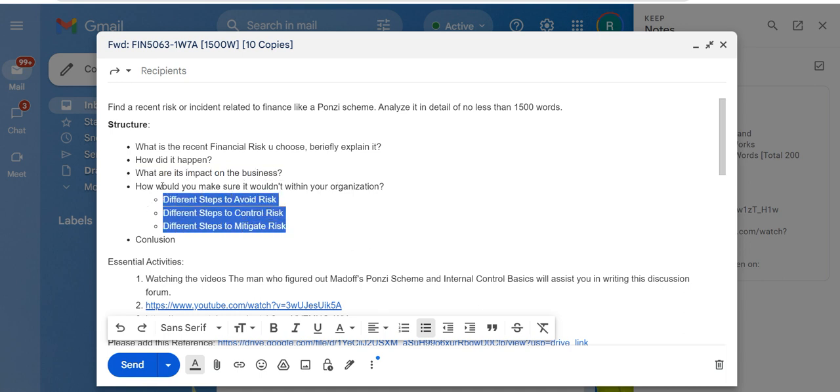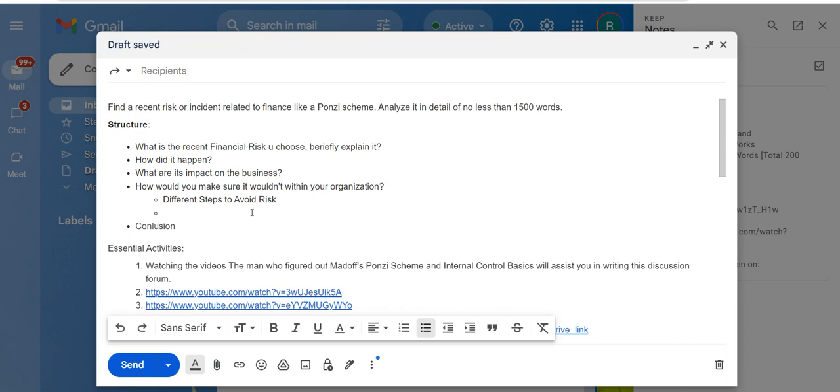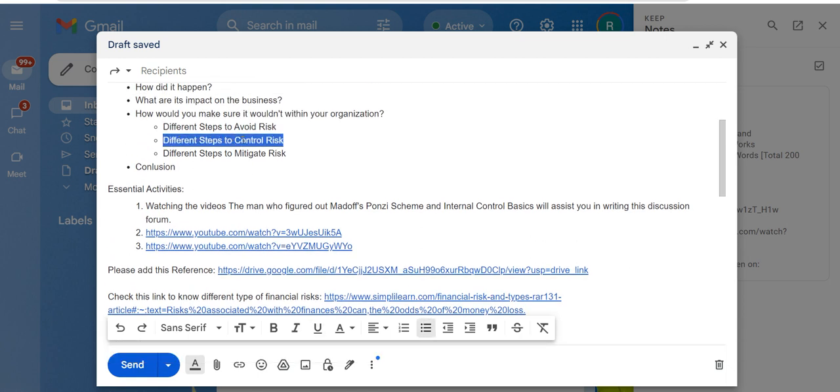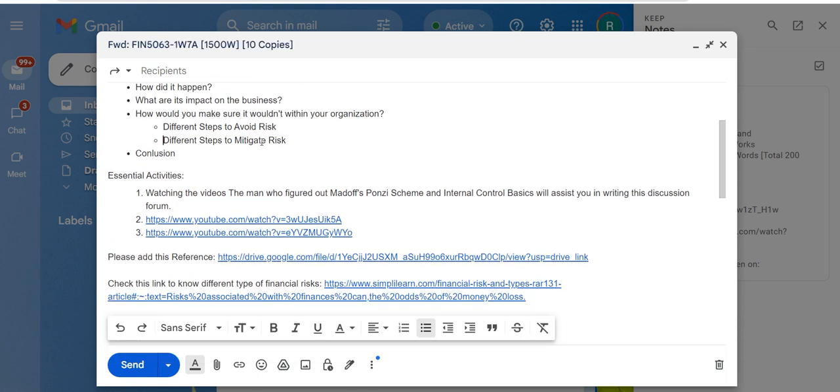But here, what is asked is how you would make sure it wouldn't happen within your organization. So these two steps are not required here. We just want to make sure what kind of measures we are supposed to take considering the risk and what kind of mitigation strategies. Control is not given here. How can we mitigate when some particular risk happens? First one is avoiding the happening of the risk, and second one is completely mitigating the risk. When some particular risk happens, by using certain measures, we can completely throw out or completely destroy that particular risk.